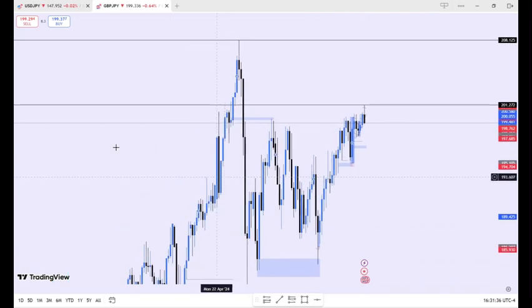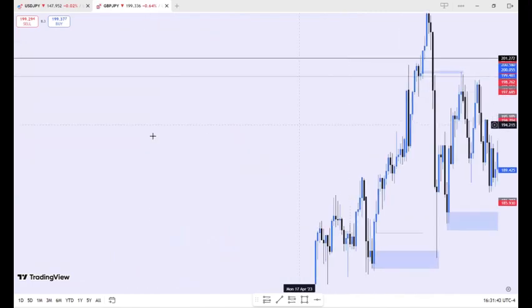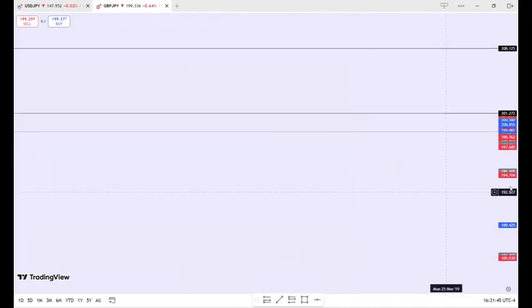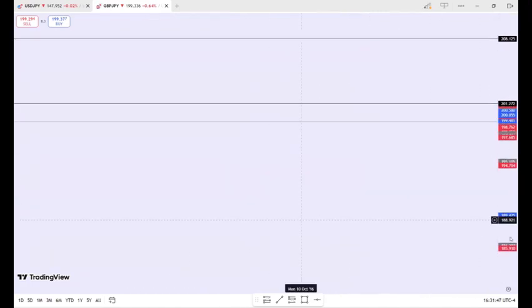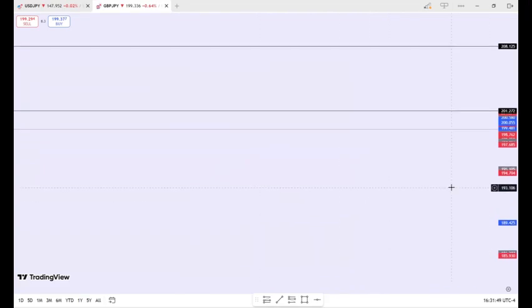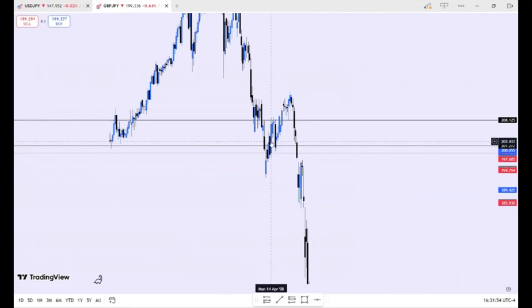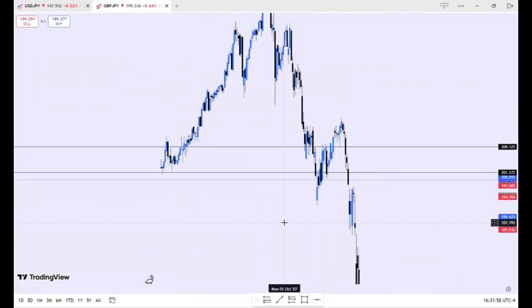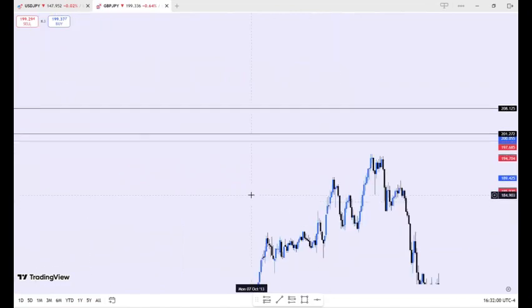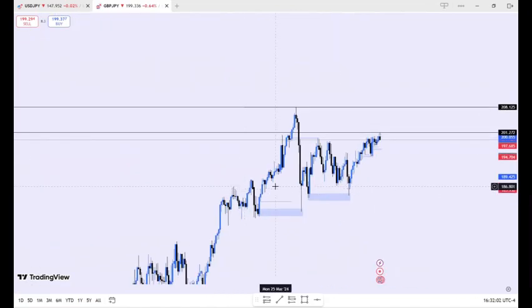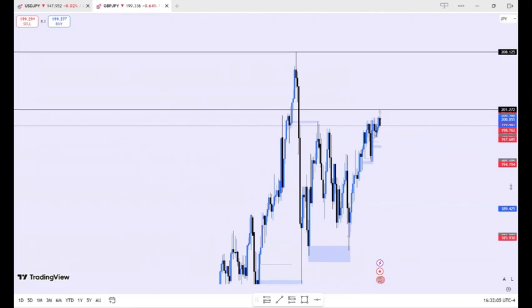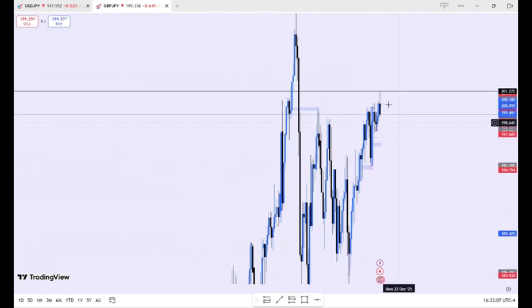Now you go to the past and see what price did when price got here. This is the support here. This is the resistance. You go to the past. This is support, right? Support, support, support. Now when price got there, it's now a resistance.